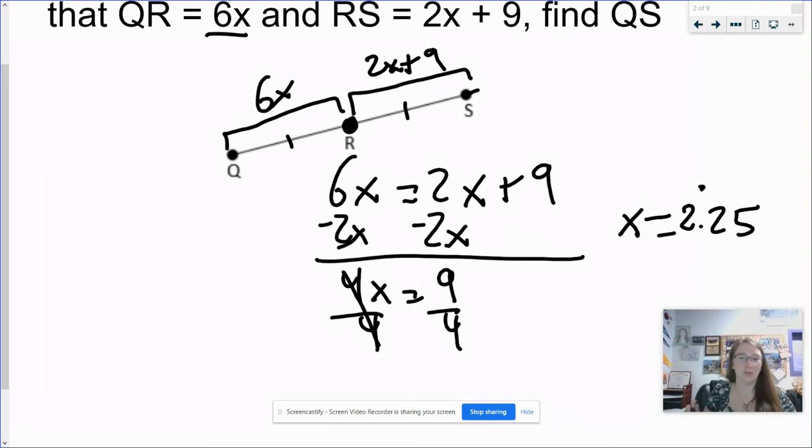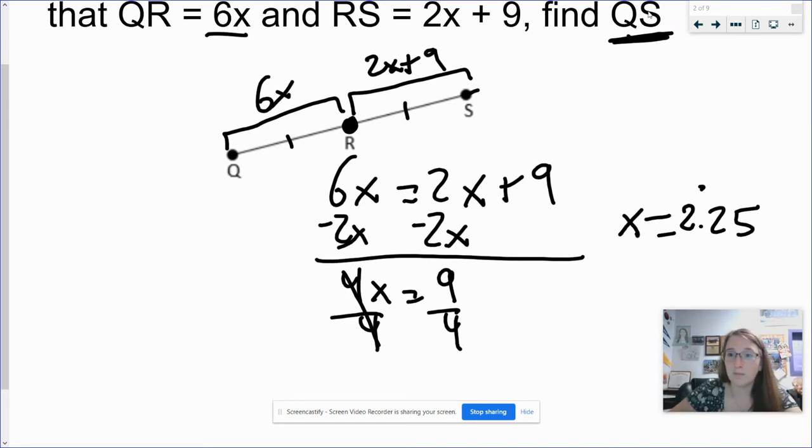Here was the other problem, guys. So many people did not heed my warning that almost nowhere on this test was it just solve for x. You have to go back and see what it is they actually want. Since they want QS, we look at the picture and see what QS is. Now here's why this one was also tricky. QS is all of this, right? So if x is 2.25, again, that was the 9 divided by 4, we needed to plug it into both of these and get it together.